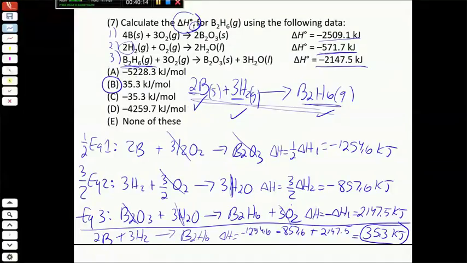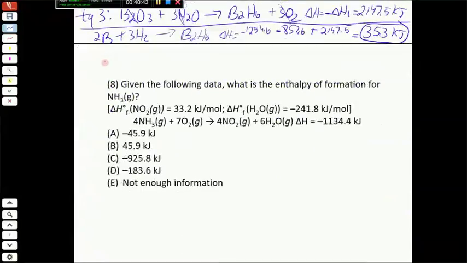Because we're talking about a formation equation, and for a formation equation, the compound is always on the product side. So because we're looking for delta H of formation for B2H6, what that means is the chemical equation has to have 1 mole of B2H6 as a product, and then the elements that make up B2H6 would be the reactants in that. So that's coming down to the definition of what a formation equation is. Anything else? All right, onward and upward.